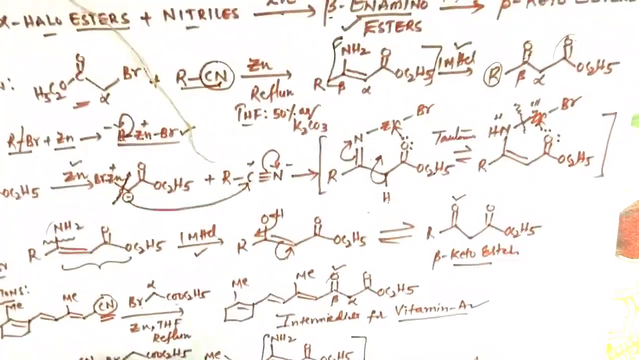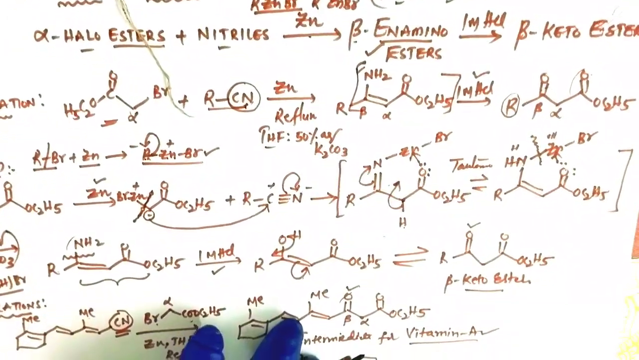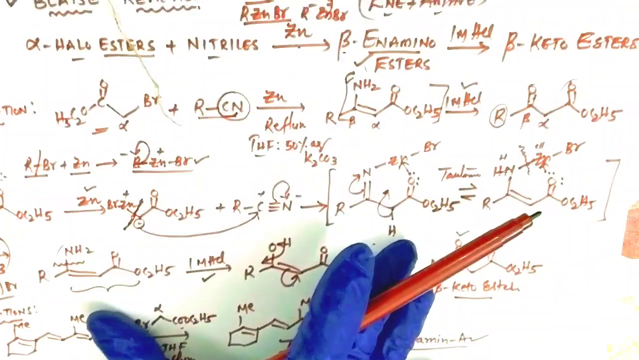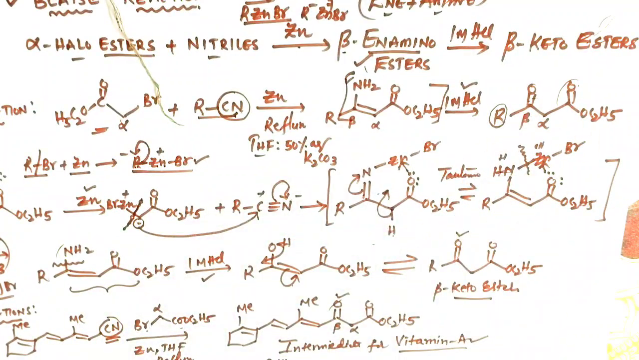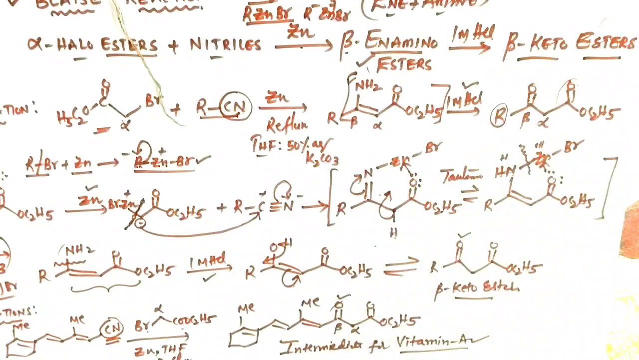Okay. In this way, Blaise reaction is very useful in the conversion of nitriles into beta amino esters and beta keto esters. Okay. So simply learn this Blaise reaction. This reaction is very useful in the preparation of beta keto ester.